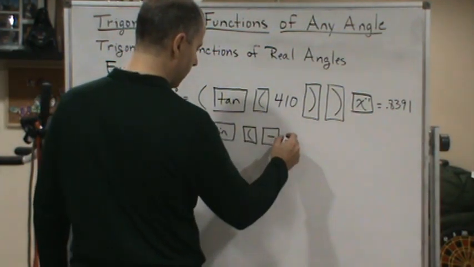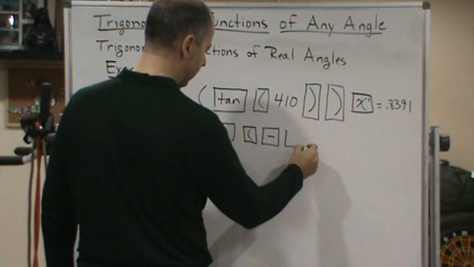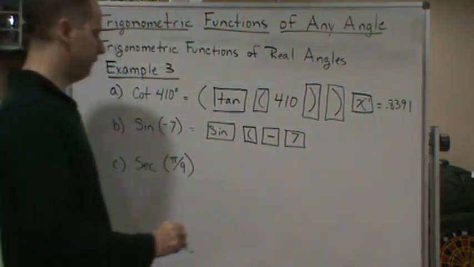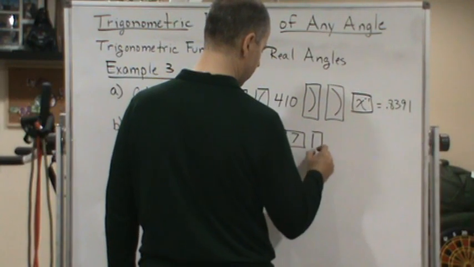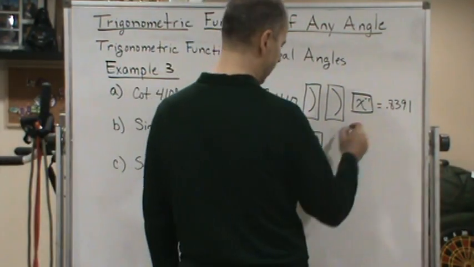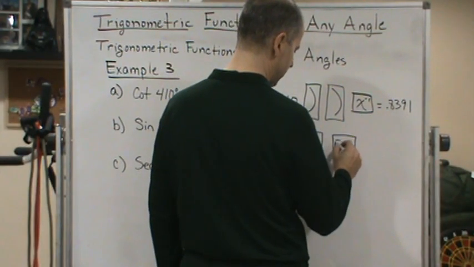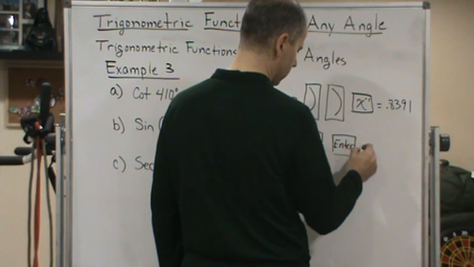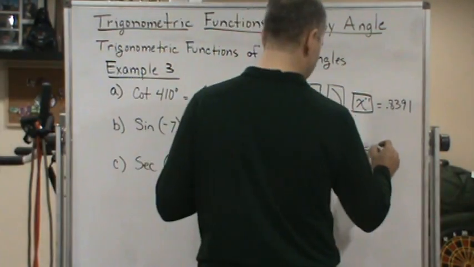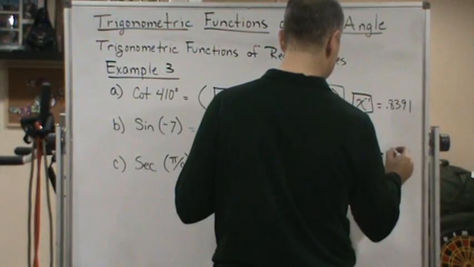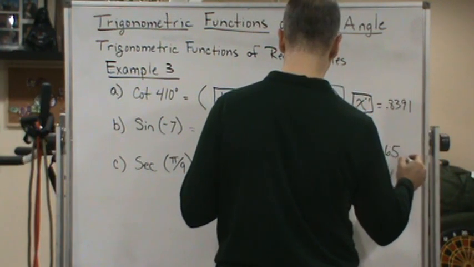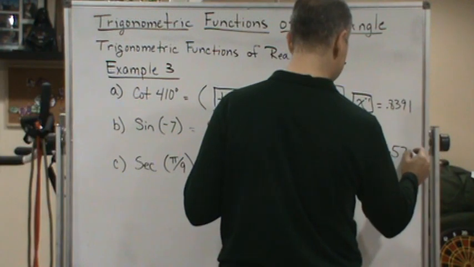And then the 7 key, followed by the end parenthesis, and then of course press enter or equals. That's going to give you approximately, again going out 4 decimal places, negative 0.6570.